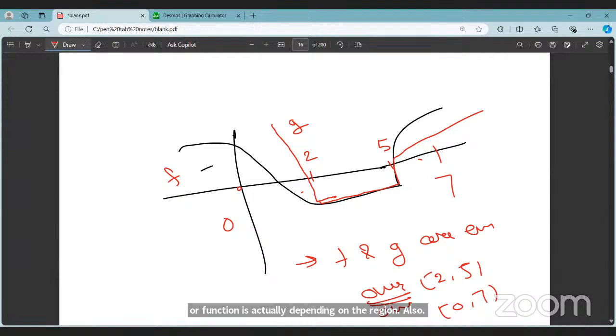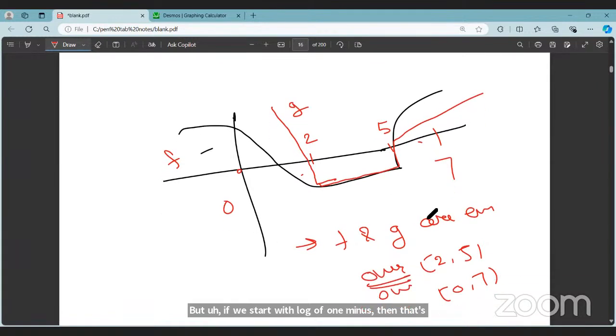Here, we discard x equals minus 3 because we start with log of 1 minus x. If we start with log of x square minus 1 and then do all the calculations, then the minus 3 will get some place. But if we start with log of 1 minus x, then that's not the case. We can substitute x equals minus 3. Is that clear now? Yes, ma'am. Good explanation.